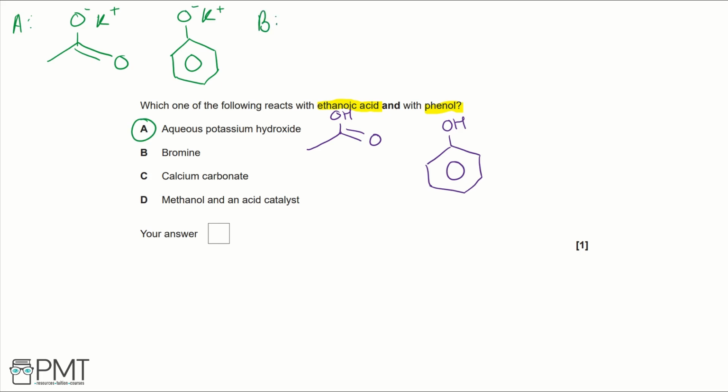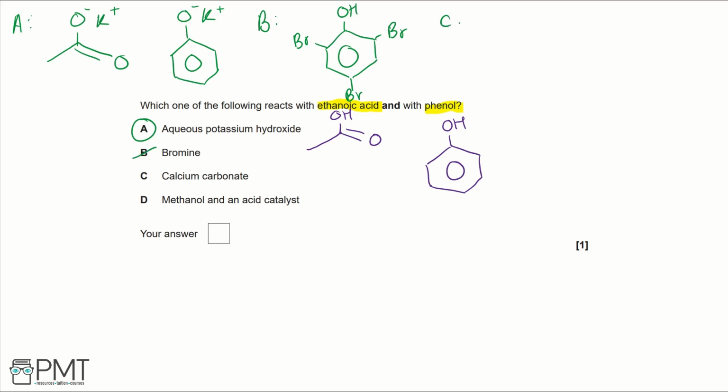Then looking at B, bromine. Bromine doesn't react with ethanoic acid, but it does react with phenol. And it will be tri-substituted if there's an excess of bromine, where it's substituted in the 2, 4, and 6 positions on the benzene ring. So here we've drawn our organic product for B. But it doesn't react with ethanoic acid, so it can't be our answer.